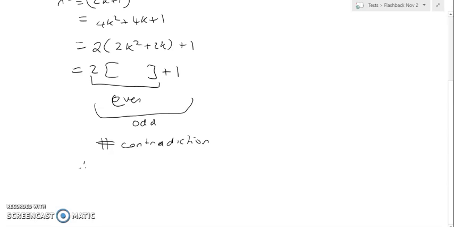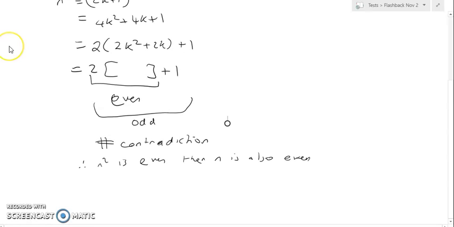Therefore, just put a conclusion statement in. Therefore, if n squared is even, then n is also even. And then you'll find this is an example in the Year 2 Pure Book, page 2, example number 2.